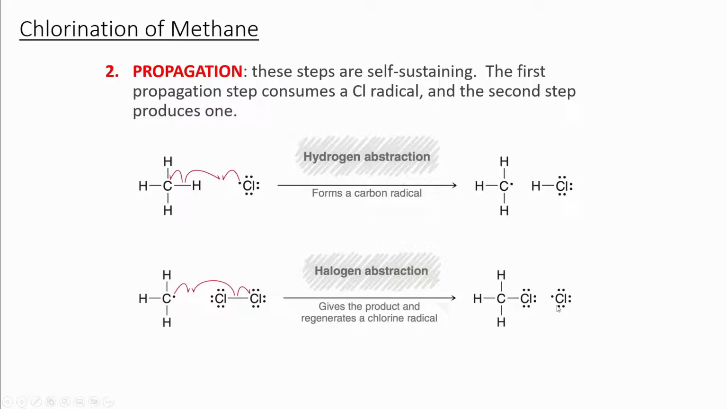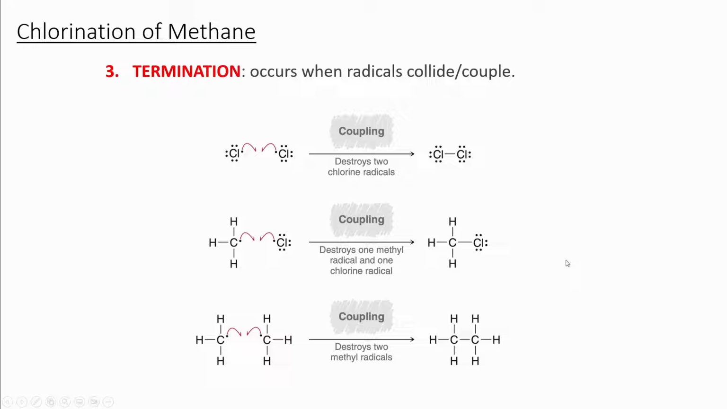Now we've created a new carbon-chlorine bond. The final stage will be a termination stage. This is where two radicals combine to form a non-radical species. This can happen in several different ways. An example could be two chlorine atoms coupling together, a methyl radical and a chlorine radical combining together, and two methyl radicals combining together in coupling processes.